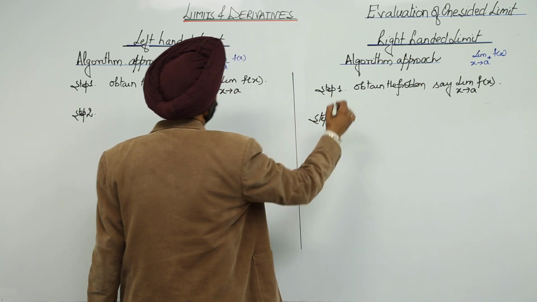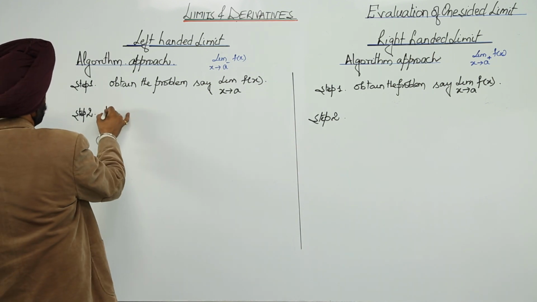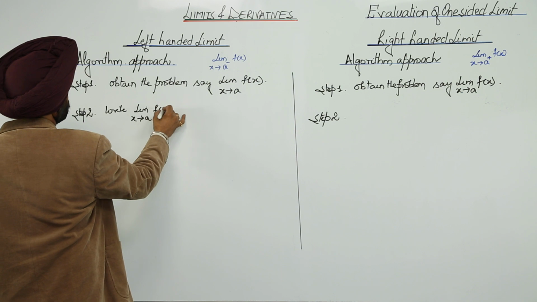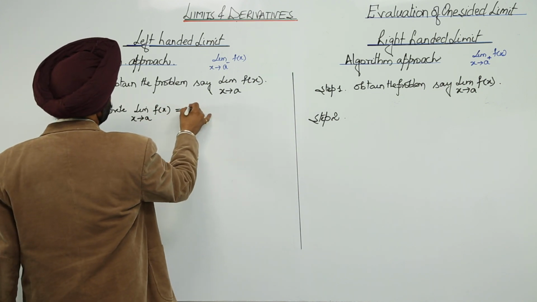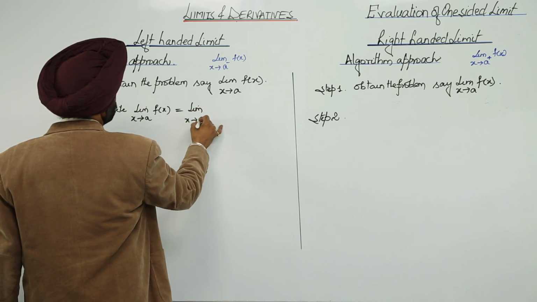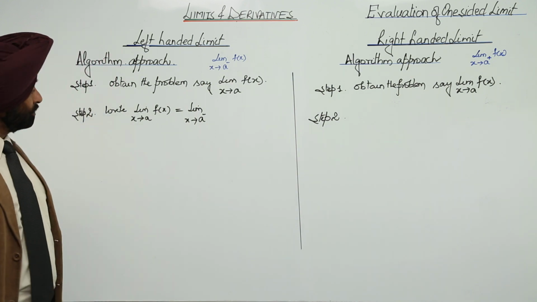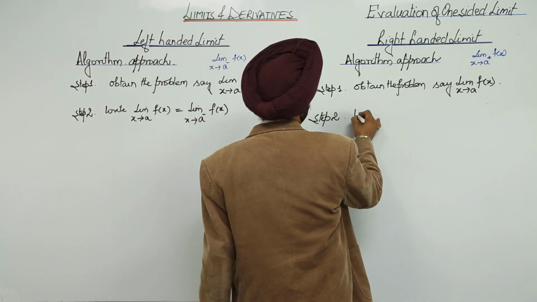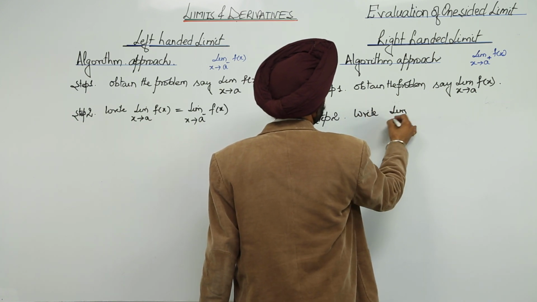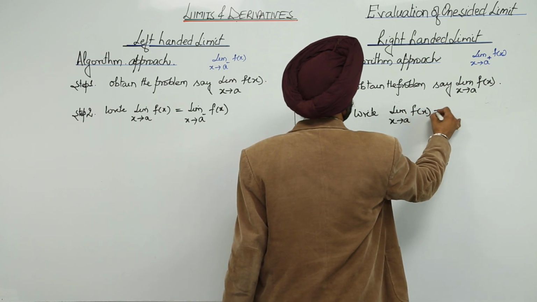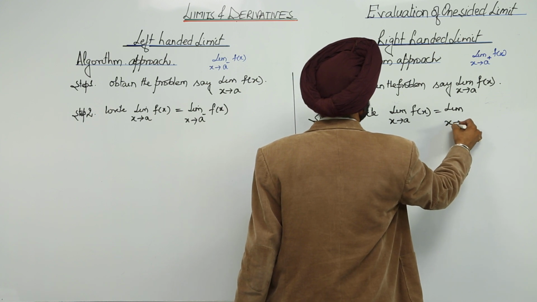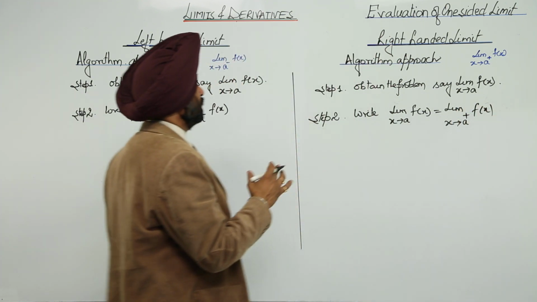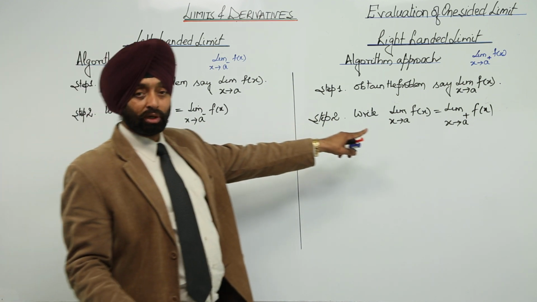Okay, step two. Now in the left-hand limit, what are we going to write? Here we will be writing: limit x approaches a, f(x). This is the question. It is equal to limit x approaches a with a negative, this is the left-hand limit, and here we write f(x). Same, here we will be writing limit x approaches a, f(x), is equal to limit x approaches a with a positive, the right-hand limit, f(x). Now, writing both in sequence, this shows the left-hand limit, that shows the right-hand limit.